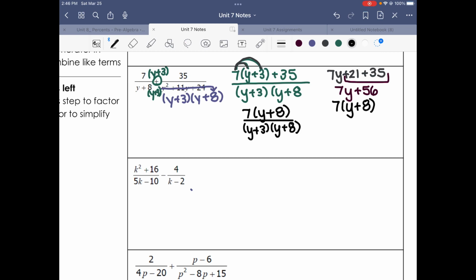And look for something that can cross out. The y plus 8s can cross out. And my final answer is 7 over y plus 3. Let's move on to example 4.